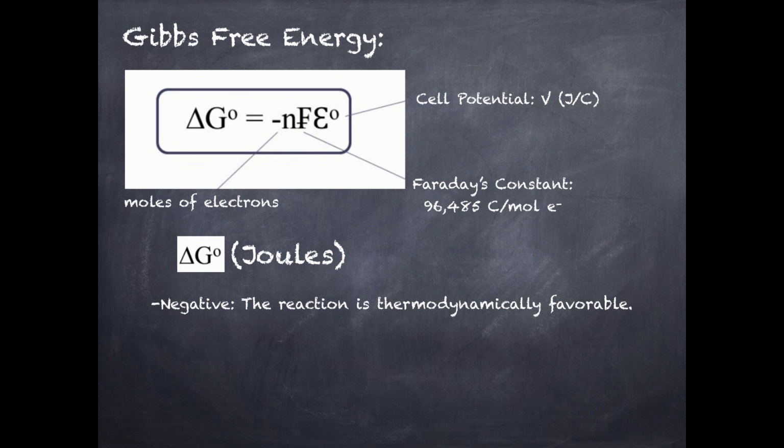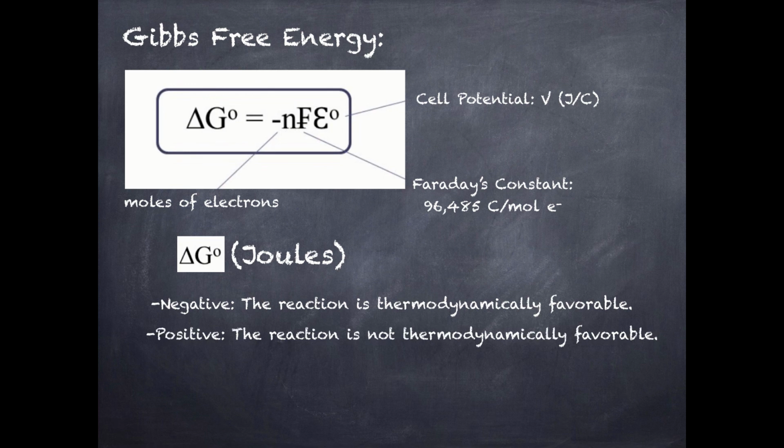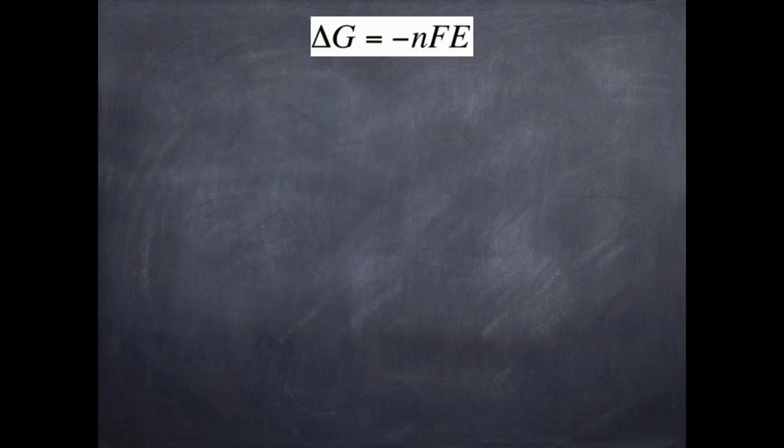So since we said that when cell potential is positive, your reaction is spontaneous, it makes sense that when your delta G is negative, the reaction is going to be thermodynamically favorable, or it will be spontaneous. If your delta G is positive, then the reaction is not thermodynamically favorable. All right, so let's actually go back to the two example problems we just did in calculating the cell potential and determine the Gibbs free energy.